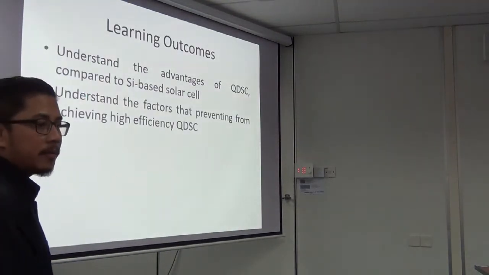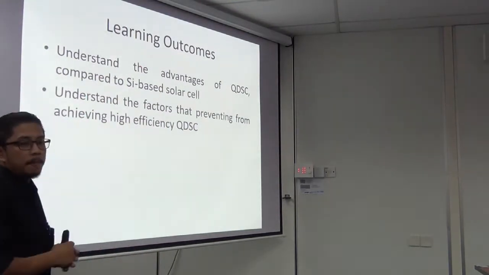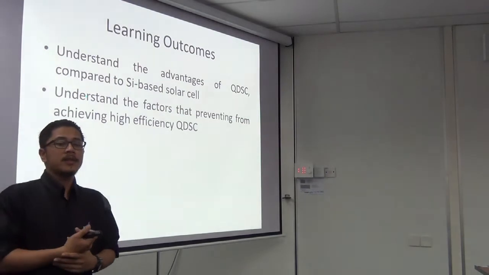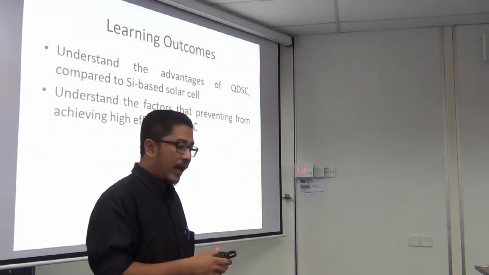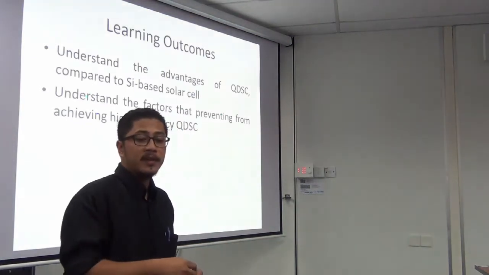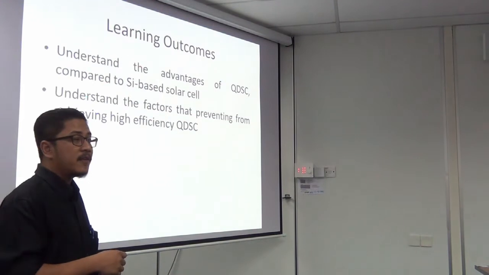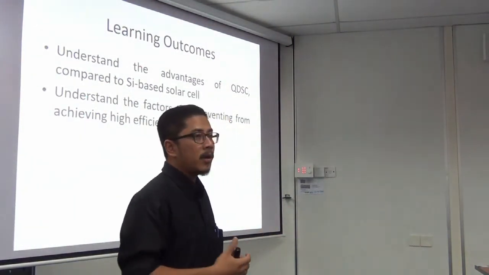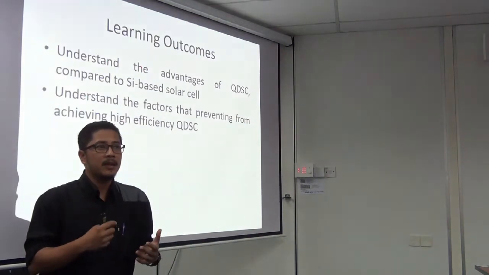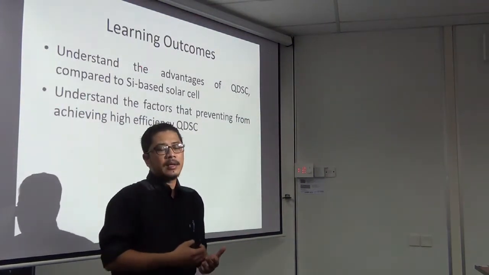These are the learning outcomes for the quantum dot solar cell, or QDSC. Two outcomes only. One, to understand the advantages of QDSC compared to the silicon-based solar cell. So it has certain advantages, and we will discuss that. Two, understand the factors that prevent achieving high efficiency quantum dot solar cells. So if you refer to the first statement, it shows that the quantum dot solar cell maybe has something extra if we compare it to the silicon solar cell.